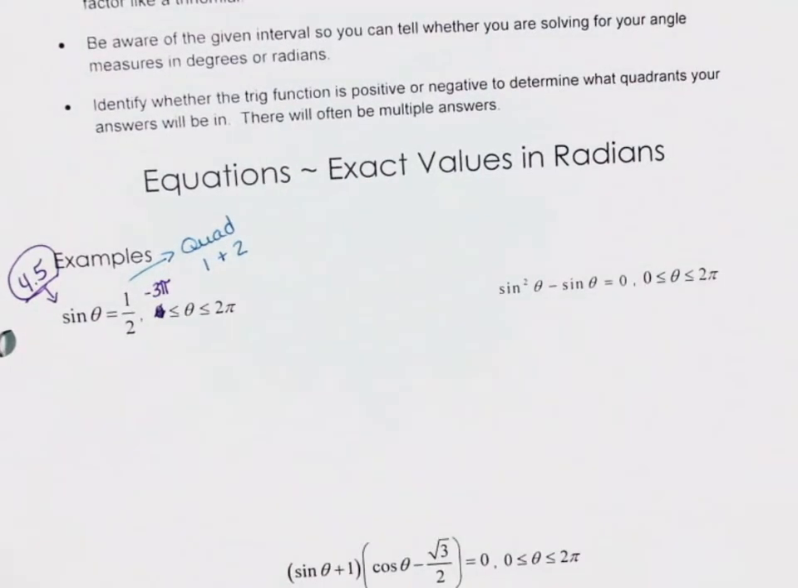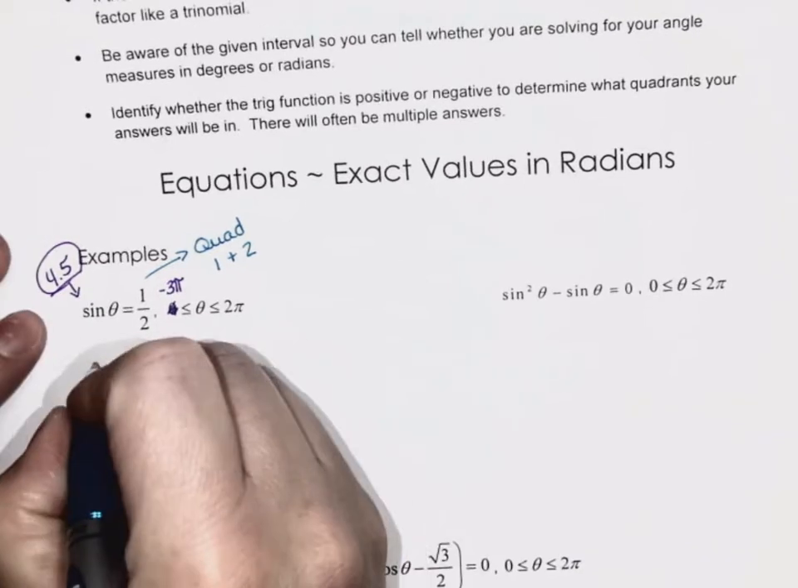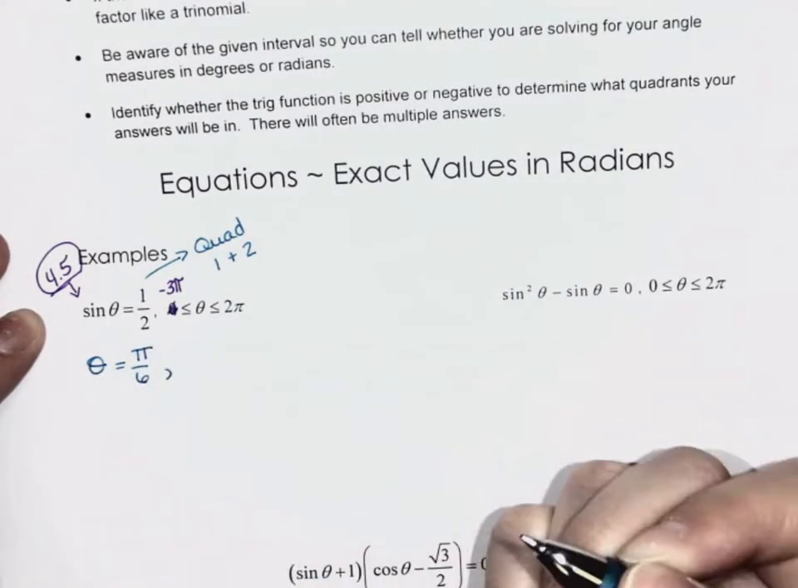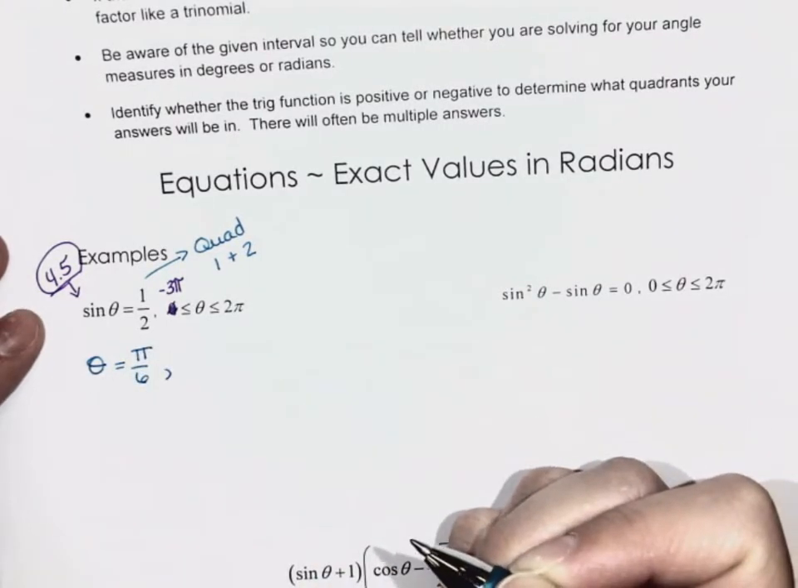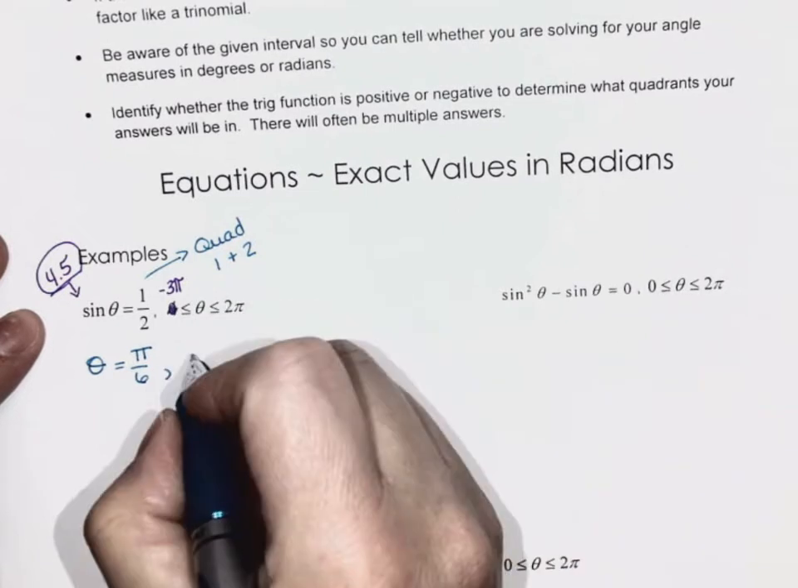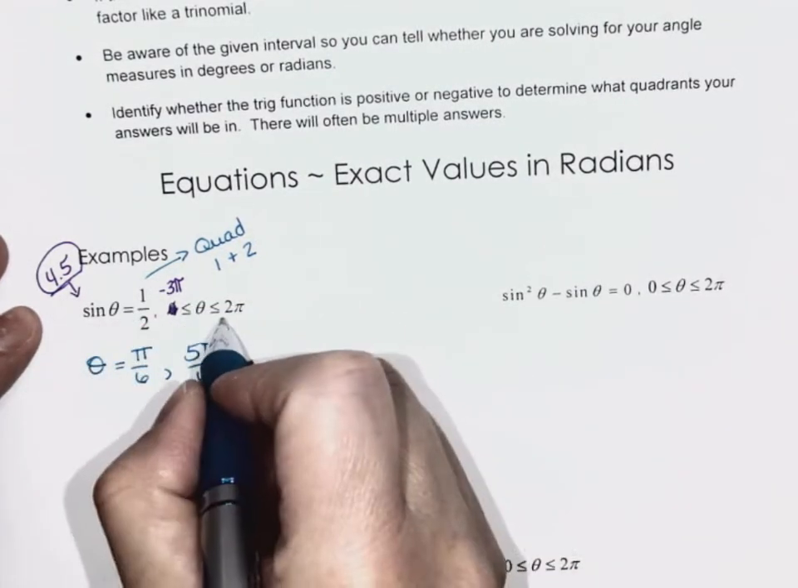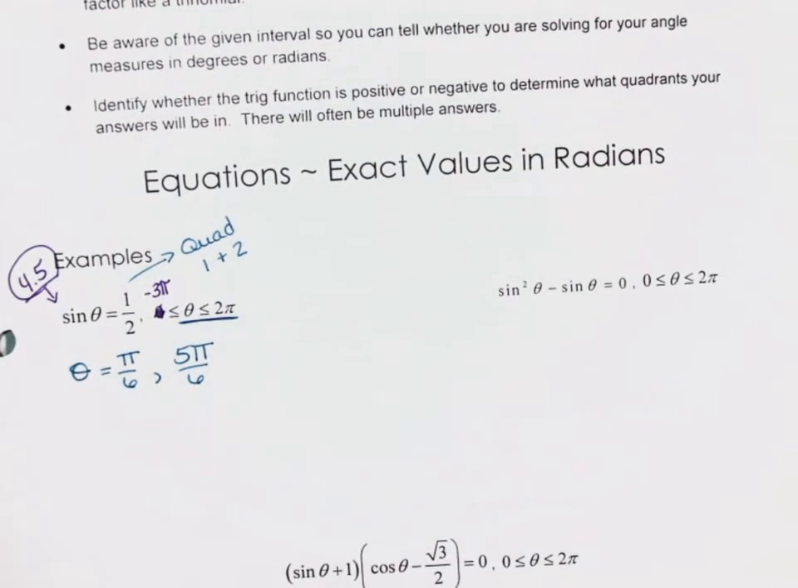And I find it helpful to write that down. You do not have to write that down if you don't want to. So using your unit circle, where is sine a positive 1/2? Okay, so we got theta is equal to pi over 6 and 5 pi over 6. Hey, look at us. We just did our positive rotation. We just did this one here.